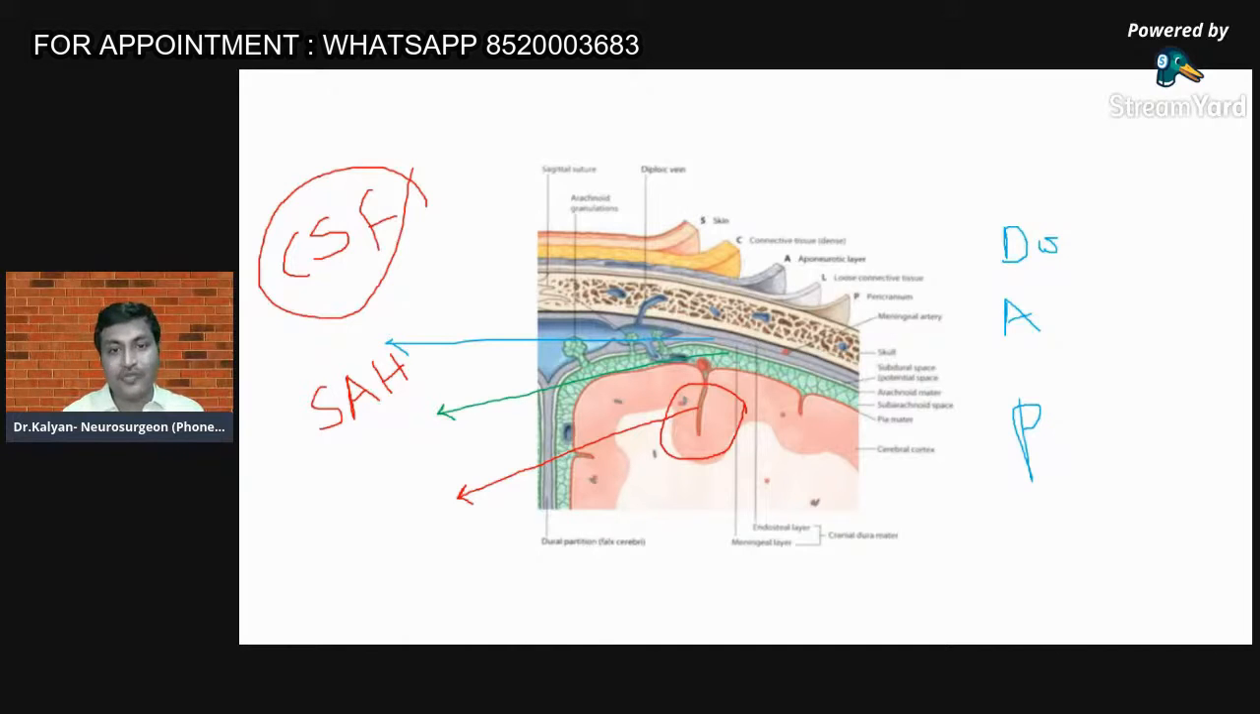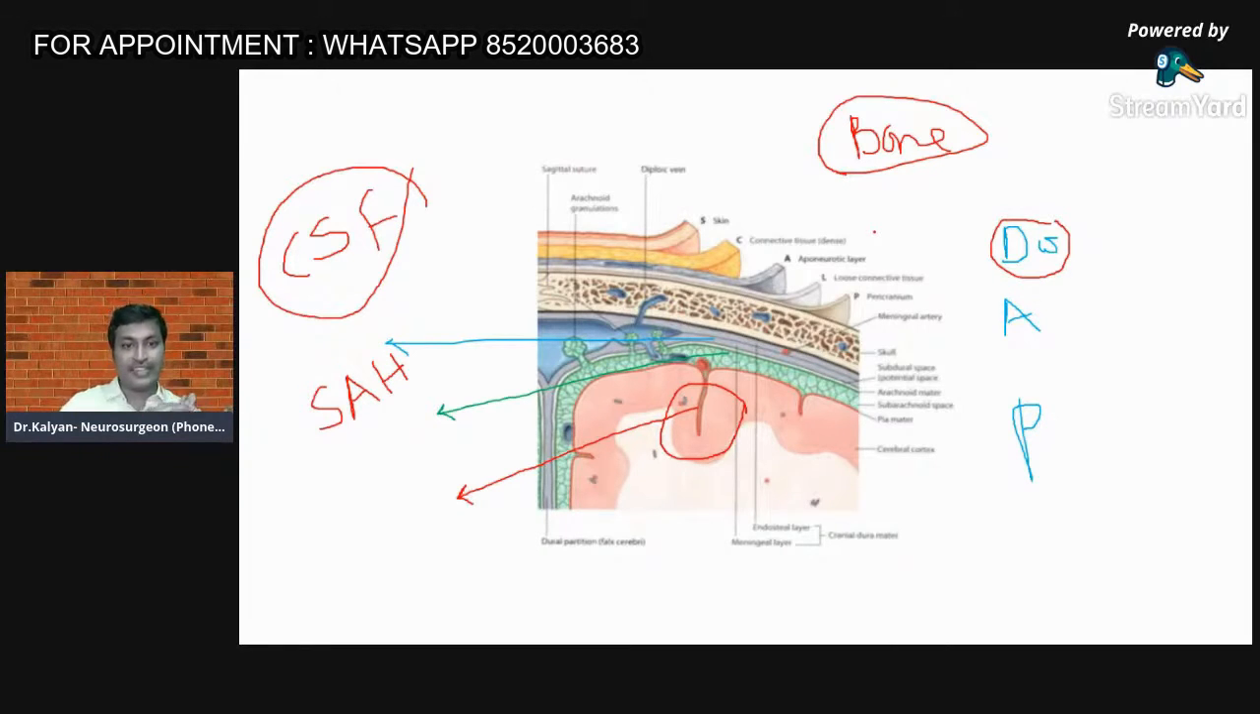So what is the name of the bleed between the bone and dura? Bone and dura. So this is the dura mater, and this is the bone. So the blood between the bone and the dura mater is known as the extradural bleed.